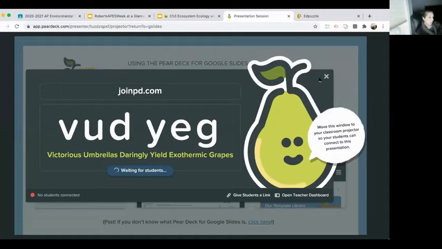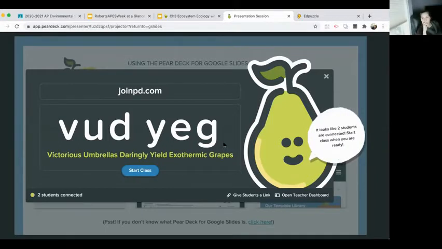So if you could join this, it says joinpd.com, and then it says BUDYEG is something you'll need. Now I have no idea what this is necessarily going to look like from this perspective, but I want to try it and see how it goes for at least a little bit before we might have to switch back to our normal whiteboards. I've been told by another teacher that has been using this that it doesn't crash on kids. So we'll see.